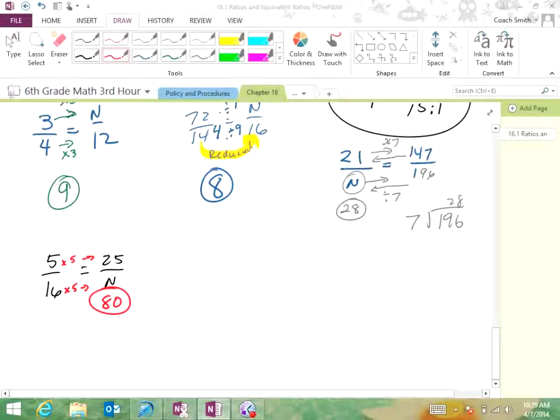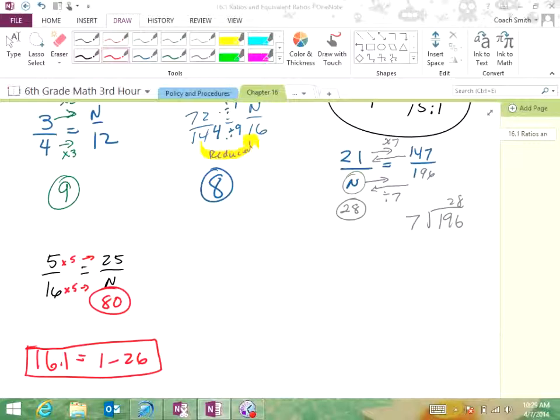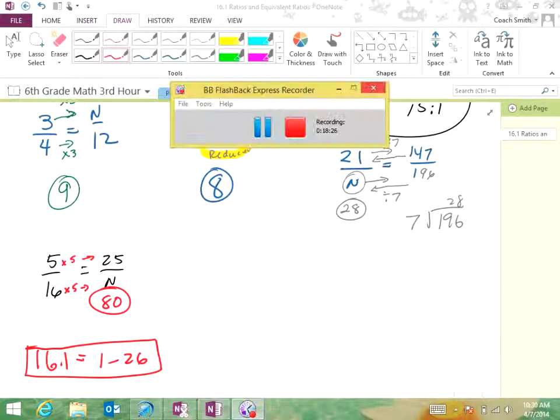Okay? Now your homework. 16.1. We've already basically done the first 8 problems. 1 through 26. Now, I want you to get with your partner in your row. Okay? Work together. No, I'm not in your row. Nope. You and Drew, right here. Jalen, you're in Christina's group.